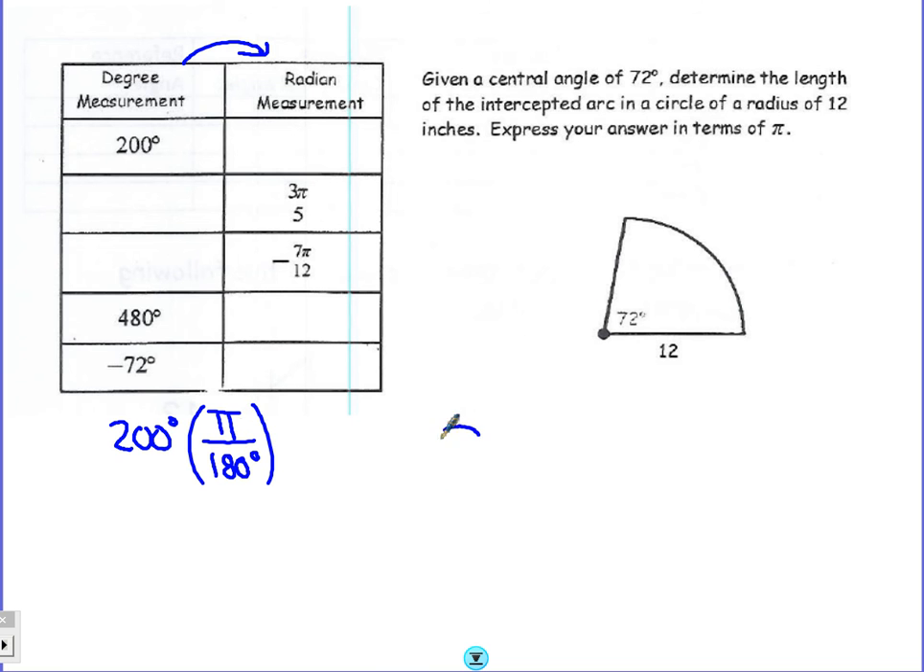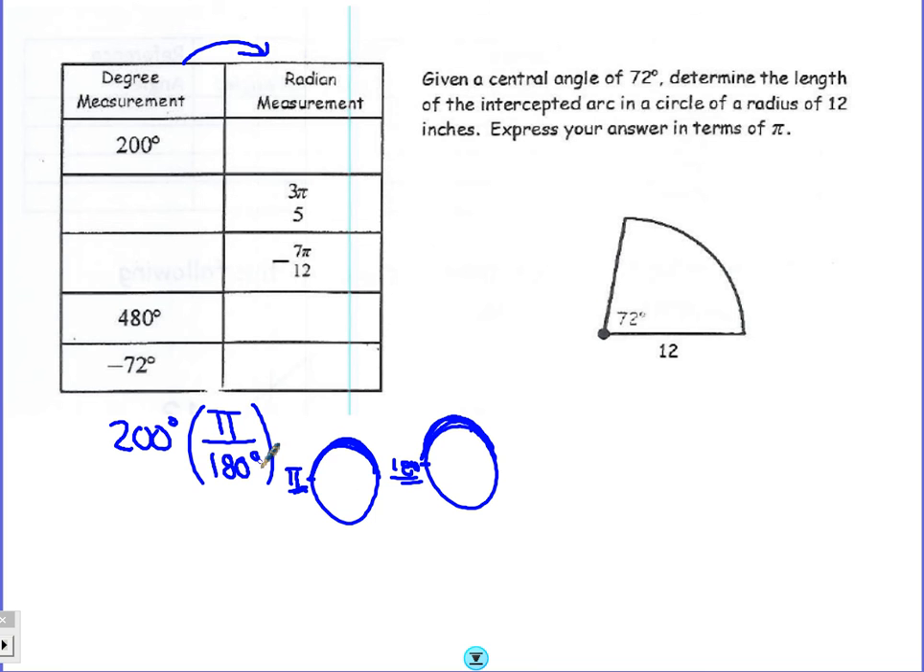If we think of a circle has 360 degrees, halfway is 180. And if a circle has 2 pi, halfway is pi. So this far around the circle, the same distance around the circle, 180 and pi are equal. So we can set that up as a form of 1. So here the degrees cancel.